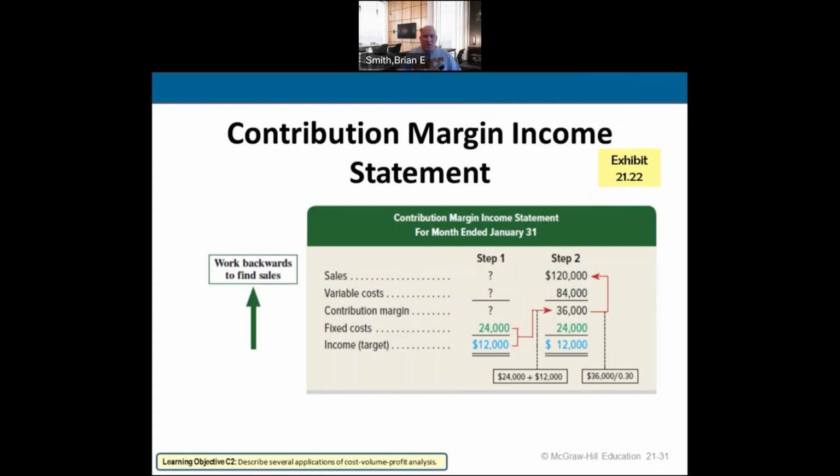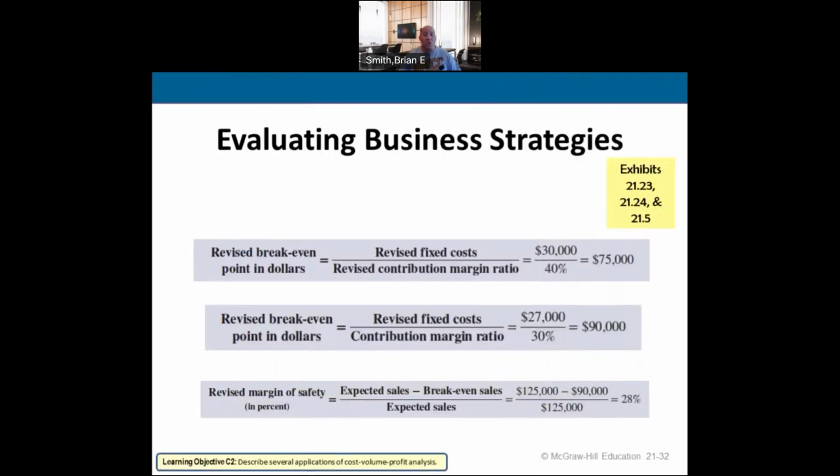But again, I'm not going to make you do a whole lot on this contribution margin income statement stuff. You don't need to worry about fixing it up and making it. Maybe for some homework, but not in the exams.